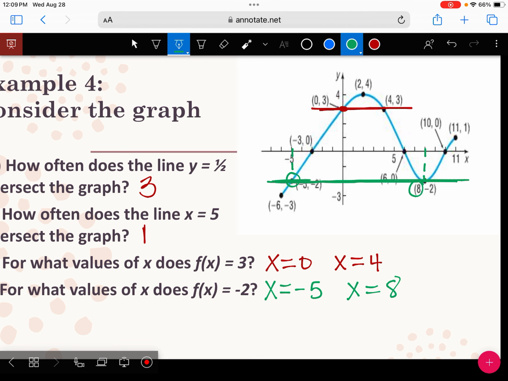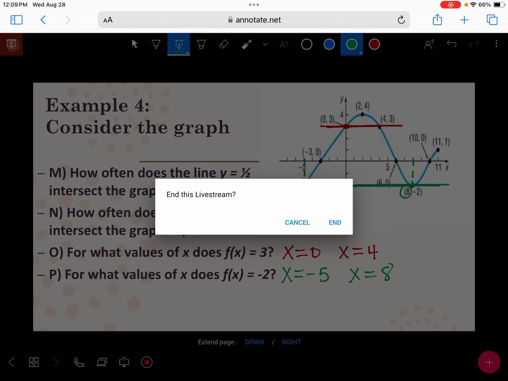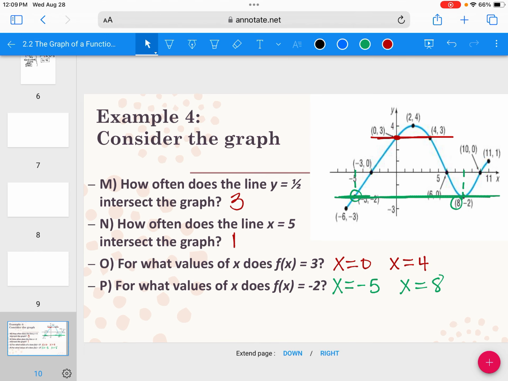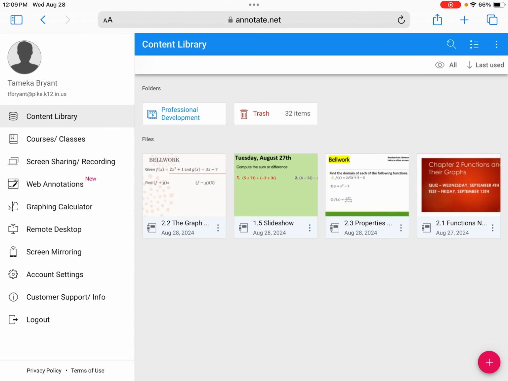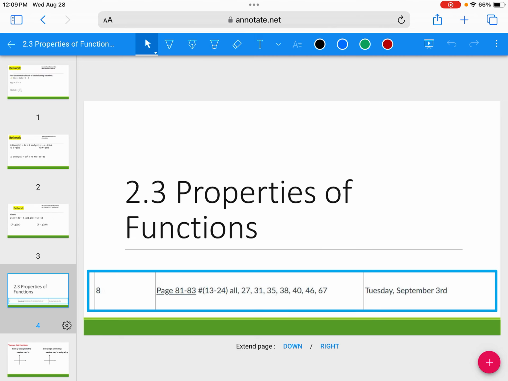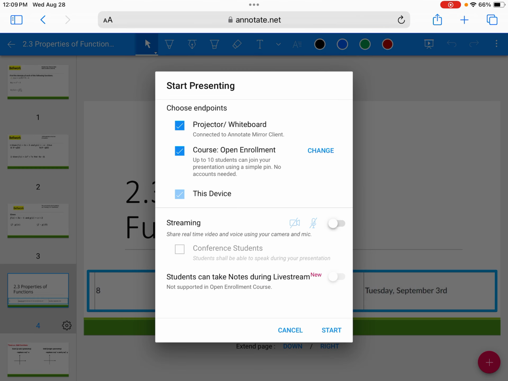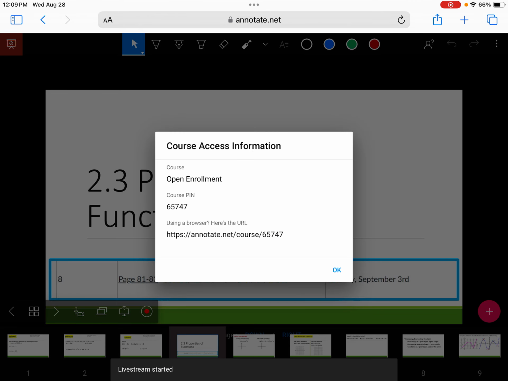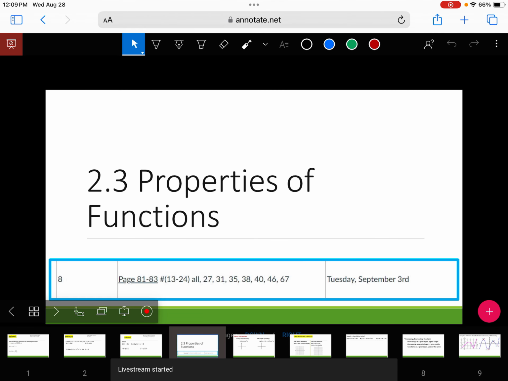Okay, so now let's go ahead, draw a line in your notes. Let's start 2.3. So if you're titling your notes, that's the title of 2.3. That's homework 8. Homework 8 is due on Tuesday.